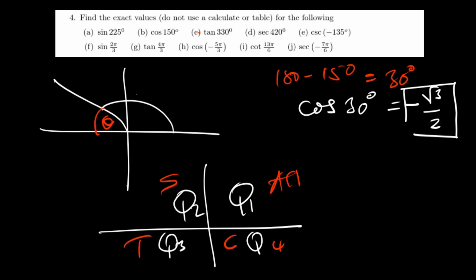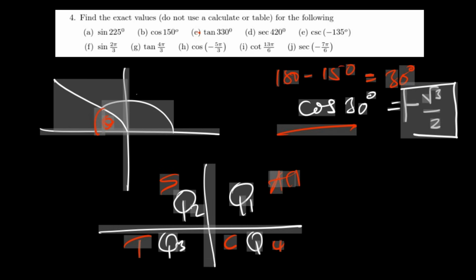In the fourth quadrant, we have cos as positive, the rest are negative. So that's why cos in the second quadrant is negative. Okay, so that's what happens. You understand my point?